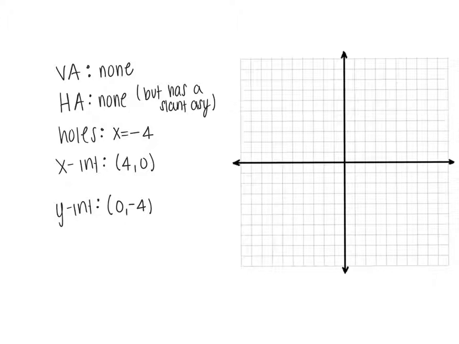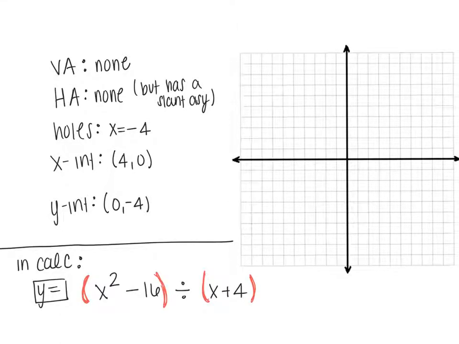Alright, so here's all of my stuff that we just found. Again, because there was a hole, notice I now have no vertical asymptote and I only have one x-intercept. So I'm going to type this thing into my calculator. Here is how you will type it into your calculator. This bottom part right here, again, you have to put one set of parentheses around the numerator. You have to put a separate set of parentheses around the denominator. So I plot all of these things and draw my lines and stuff.